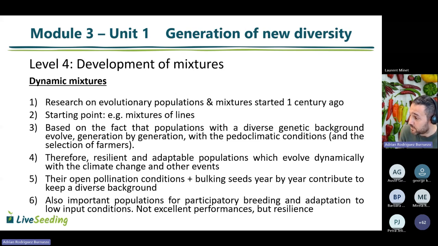They are also important populations for participatory breeding and adaptation to low input conditions. We must say that they achieve no excellent performance, but they keep quite good yield and performance. And the main objective of this kind of mixtures or populations is resilience.